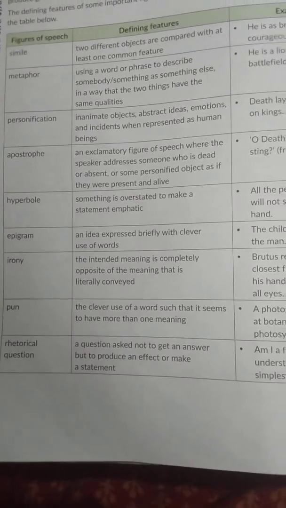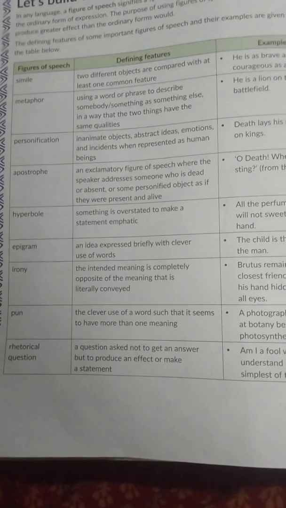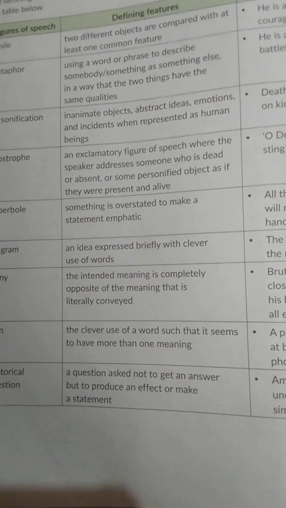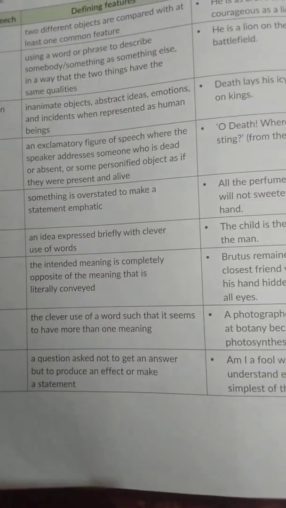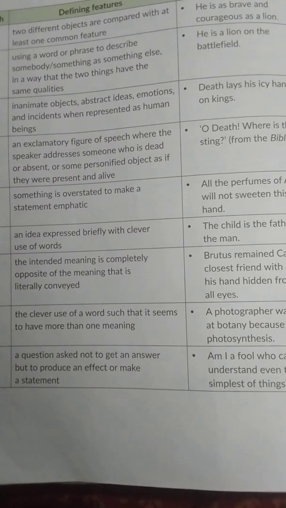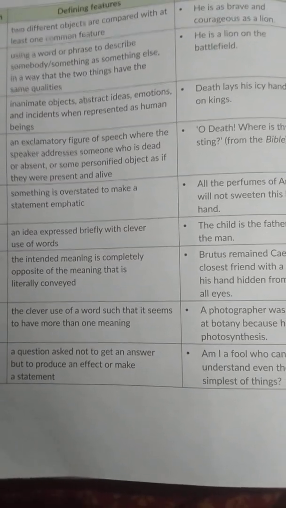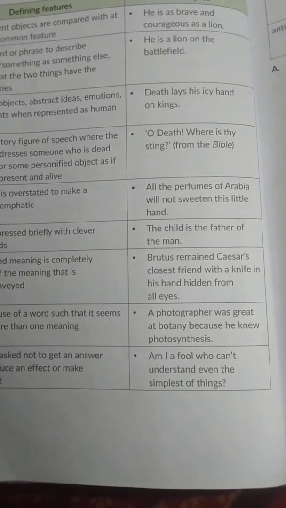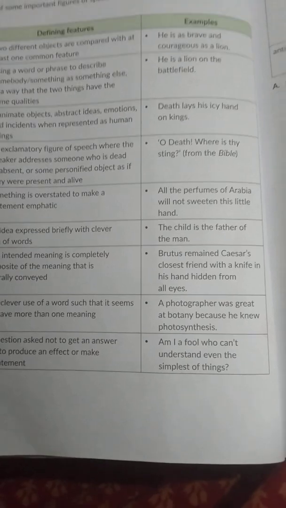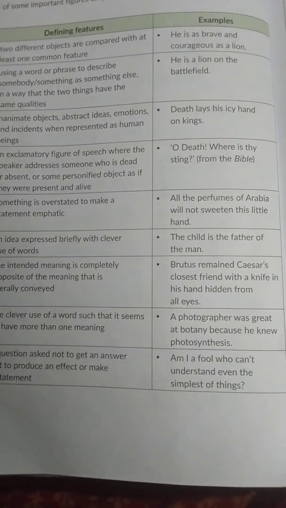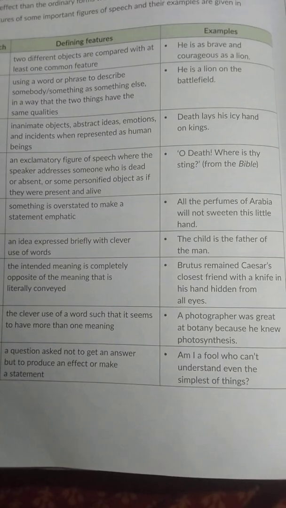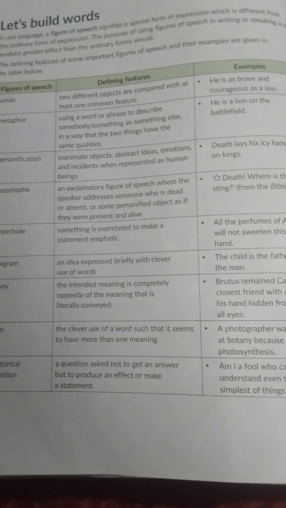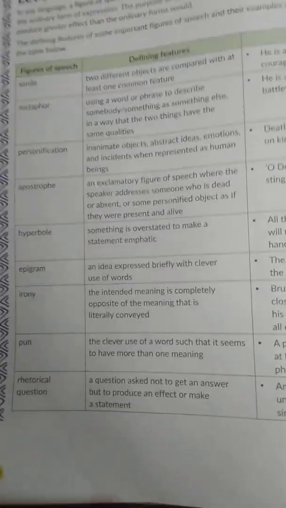Apostrophe. Apostrophe we have done in our grammar, when we put an apostrophe s or something. Here the apostrophe is an exclamatory figure of speech where the speaker addresses someone who is dead or absent, or some personified object as if they are present and alive. O death, where is thy sting? The line is taken from the Bible. Here, it is as if the person is speaking to death, although we know that it is not possible, just to put an effect and create interest in the reader's mind, this kind of figure of speech is used.